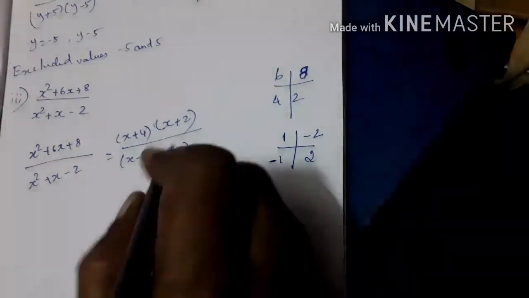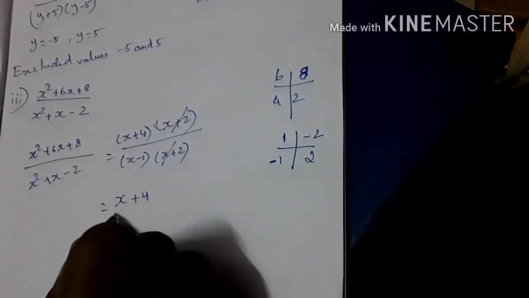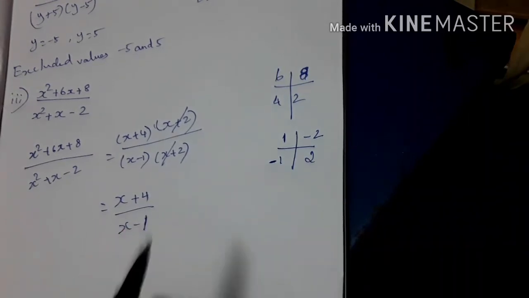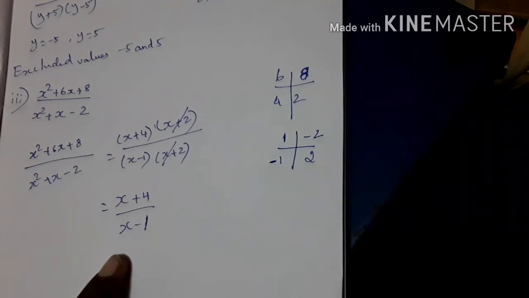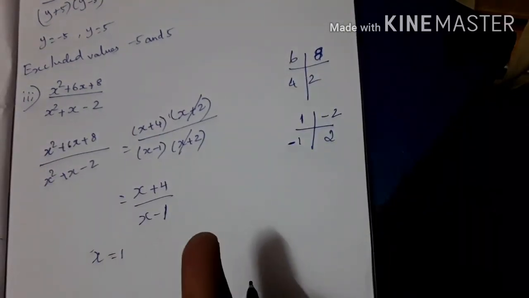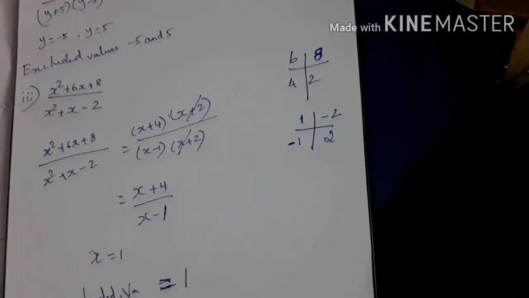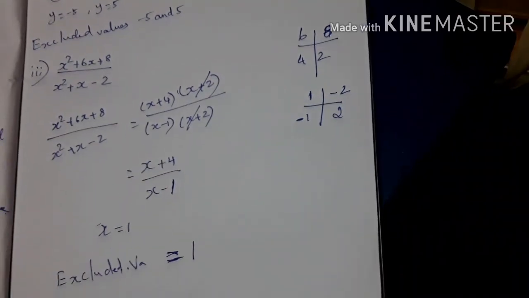So now what we have to do? We can cancel. Yes, you have to bring it to the lowest terms. Now you find the excluded value. What value we put makes it 0? Yes, x is equal to 1. It becomes 0. I write the short form, you also write it. So the excluded value is 1.